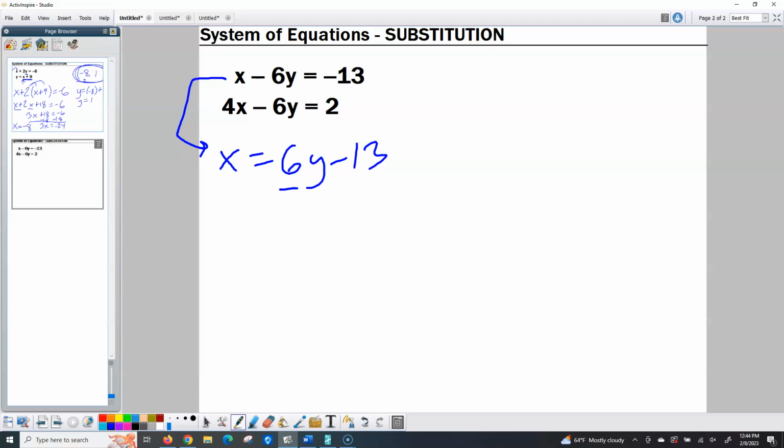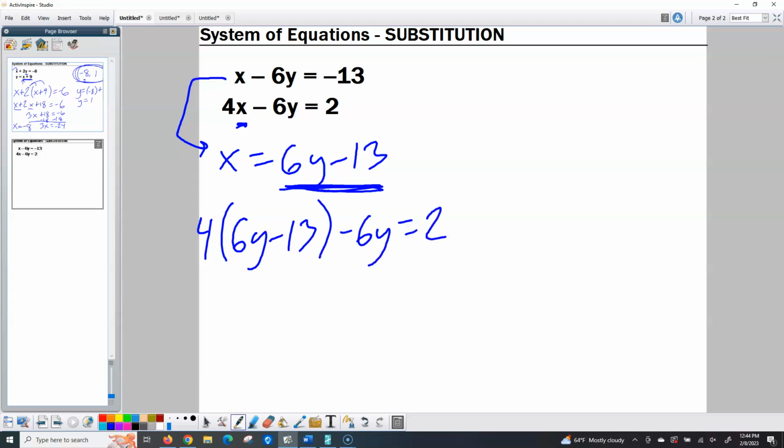So I have x equals this stuff, and I'm going to insert that 6y minus 13 right there. I'm going to substitute it in for x right there. So on that bottom equation, instead of writing 4x, I'm going to write 4 times 6y minus 13 minus 6y equals 2. And I can distribute that. That would be 24y. That would be minus 52 minus 6y equals 2.